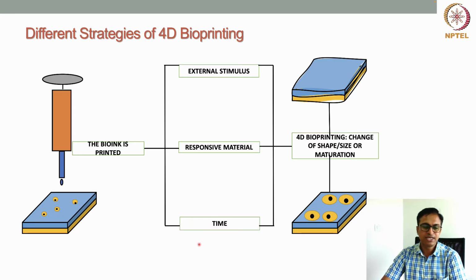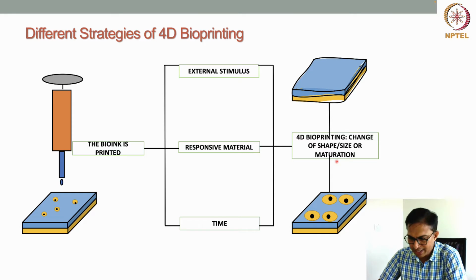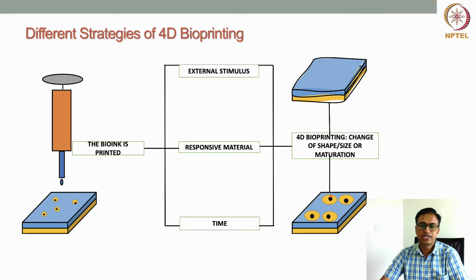Another thing is time here, and mostly all these changes can depend on time. Here this time is the post-printing time, and upon this time the changes can happen. Other than this, in certain cases bioprinted constructs can get matured, and over maturation, or after maturation, there can again be a change in the structure. That can also qualify as 4D bioprinting.